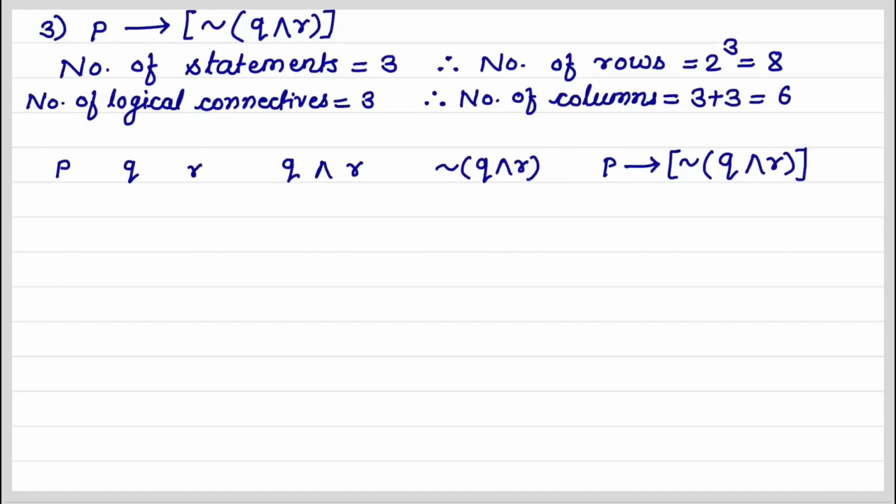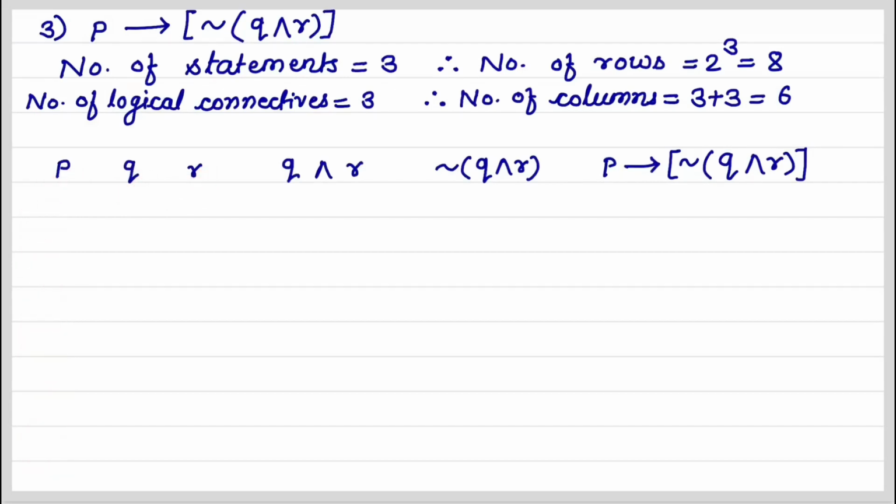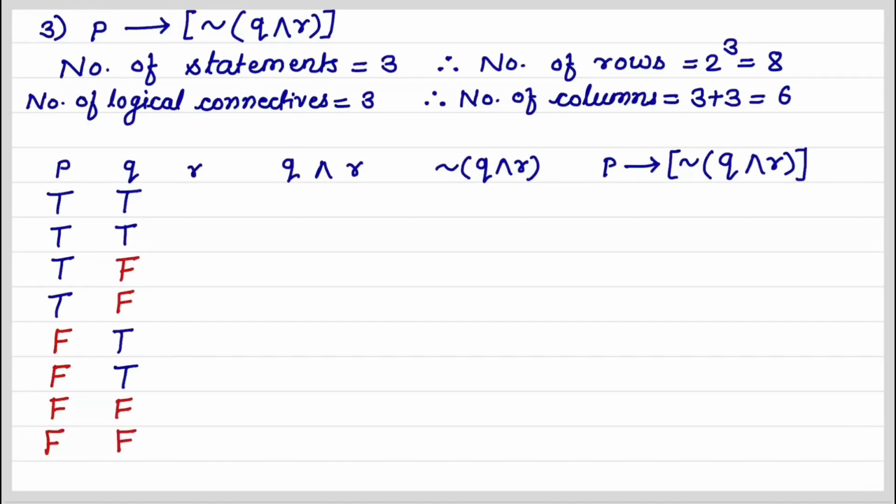Here again 3 statements, that means 8 rows. For every statement there are only 2 possibilities, true, false. For P we will take first 4 values true and last 4 values false. For Q we have to take 2 values true, 2 values false, again 2 values true and 2 values false. For R we will take alternately true, false, true, false.